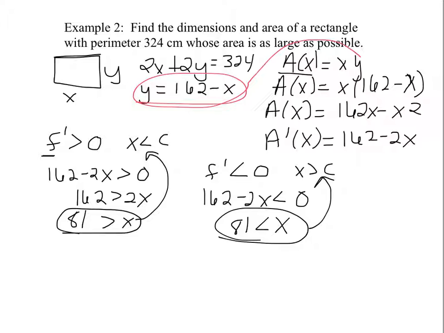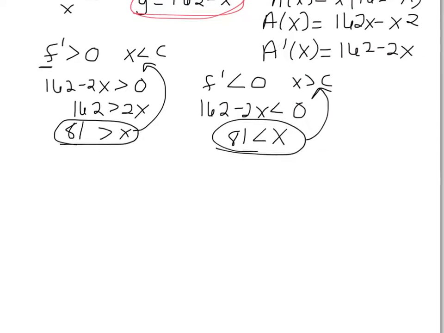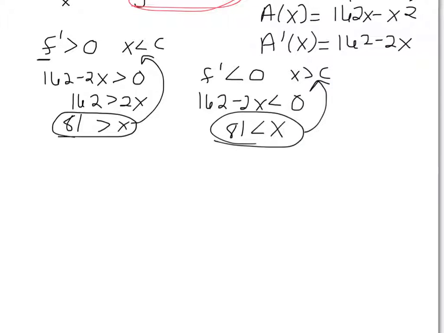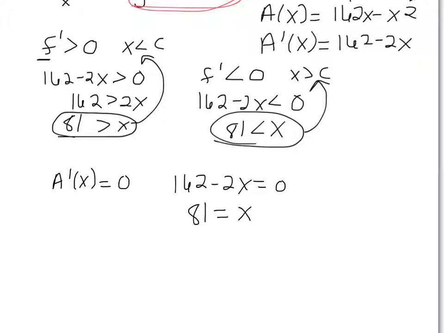All right, now that we've shown that we definitely have a maximum value, an extreme maximum on this interval, we can, for this function, go ahead and assume that when I set A prime equal to 0, it is indeed that maximum area. So we have 162 minus 2x equal to 0. If I go ahead and solve that, I get x equals 81.